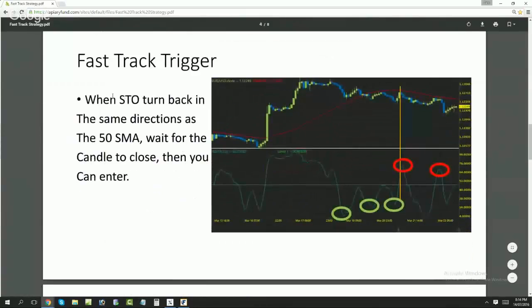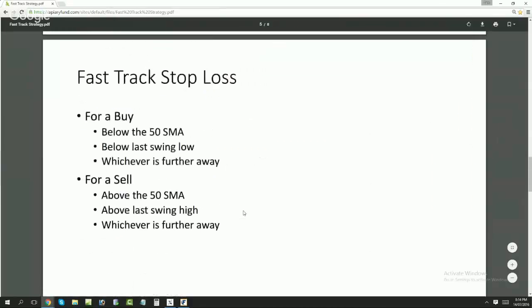Then we're looking for the fast track trigger, when the stochastic turns back in the same direction as the 50 SMA, the same direction being up for a buy. You can see here they've highlighted them in circles where it turns around and starts going back up. You need to wait for the candle to close, and then you can enter. So basically, we're looking for an up moving average, we're looking for this to be below the 50 line and then turning. As soon as it turns and the candle closes, we can enter that buy trade, and vice versa for a sell trade.